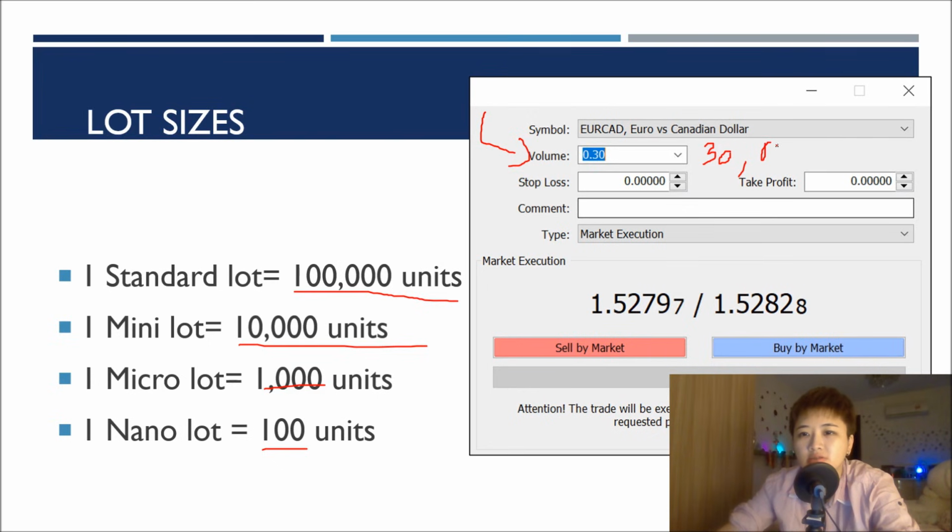30,000 units worth of currencies. Now there are some brokers who require you to key in units. Some platforms require you to key in the volume, so you need to check properly, okay? So make sure you double check. Are you supposed to key in units, or are you supposed to key in volume? If you key in a volume of 1, basically you are trading 1 standard lot, which is 100,000 units.